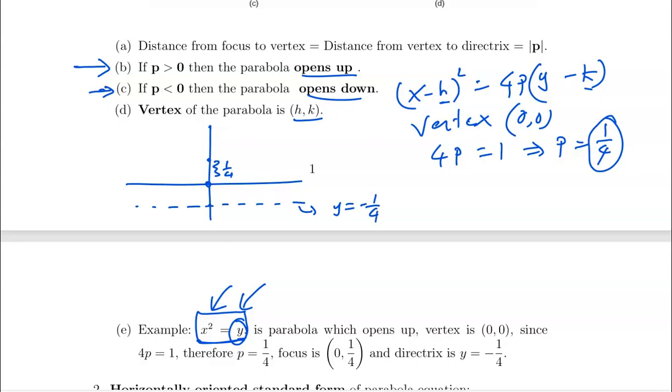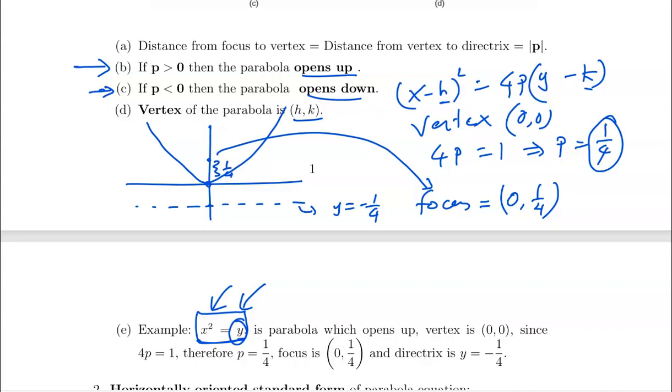And your focus is going to be 0, 1/4. That's a point, right? And then you just have to draw your parabola. That's it. You can find one more extra point if you want, but I don't care for right now. You just draw the shape.